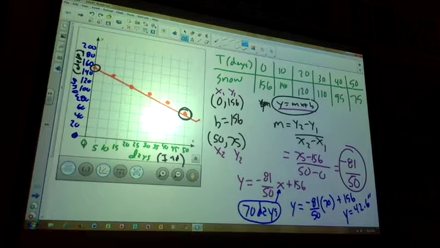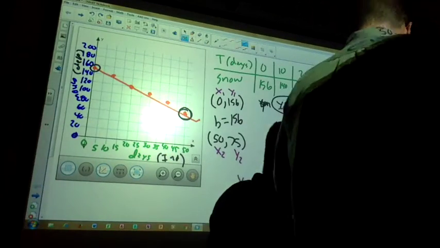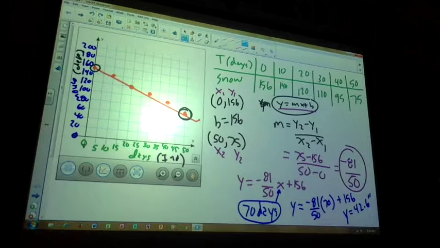Is anyone else doing this problem? Still got 42.6. Okay. I got 42.6. And I also got 42.6. So there's 42.6 inches of snowpack left after 70 days.